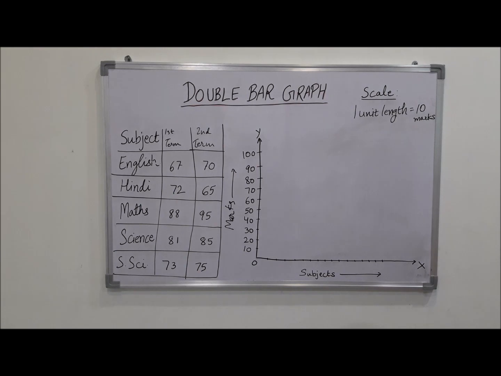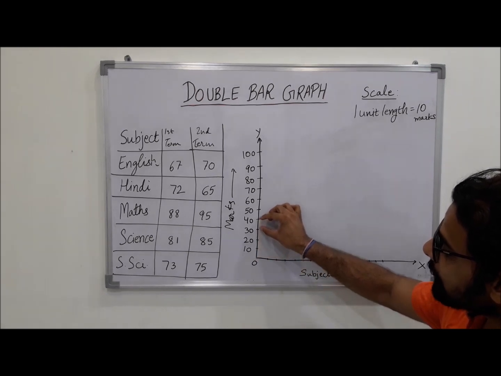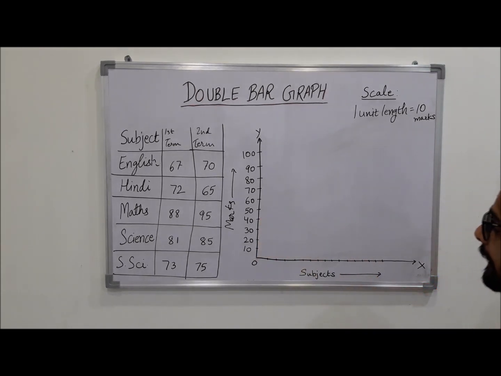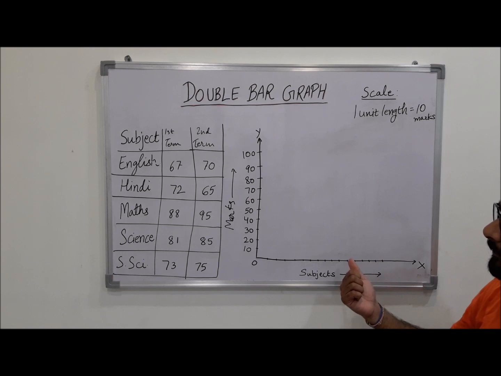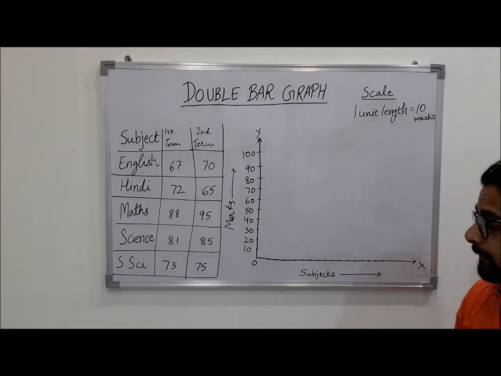Now for this, the very first thing is to choose a scale. I have taken here a scale of 1 unit length equal to 10 marks. So one box on your graph paper is worth 10 marks. Now I'll start drawing the double bar graph just as we draw the bar graphs.